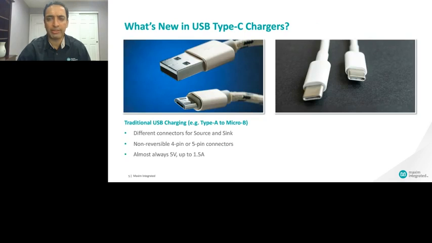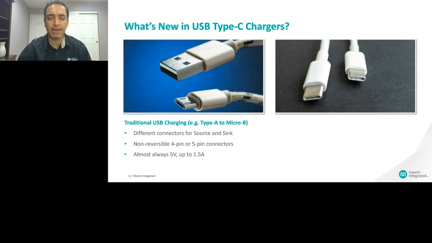So just to take a step back, it's probably important to understand what is new with USB Type-C. On the left, I have an image of a legacy cable, which is a Type A to Micro B type cable. What you'll notice, obviously, is the connectors are different on both ends of the cable. They are non-reversible. I mean, how many times have we tried to plug it into a port and you have to reverse the direction?